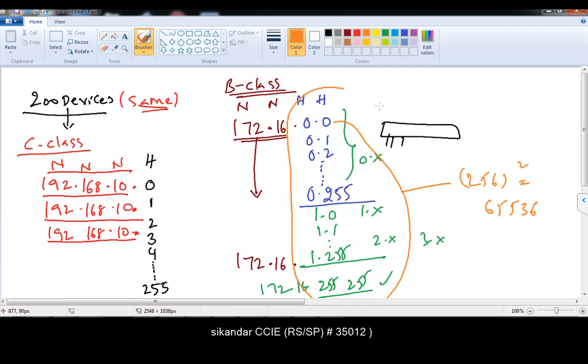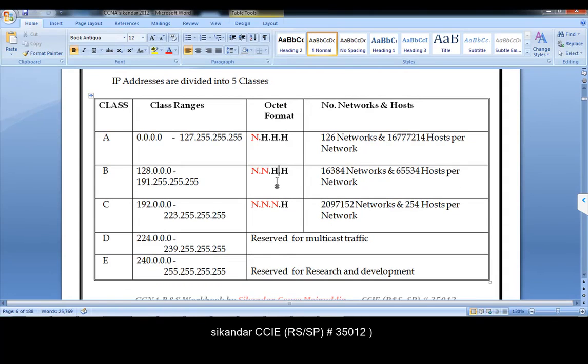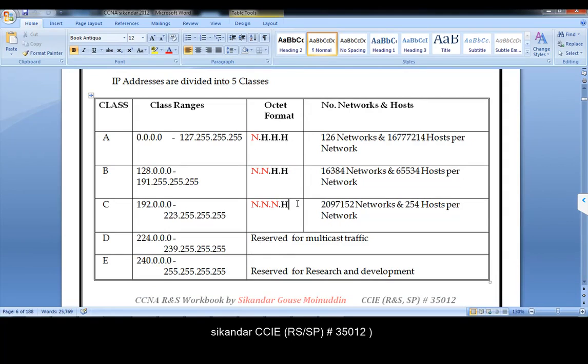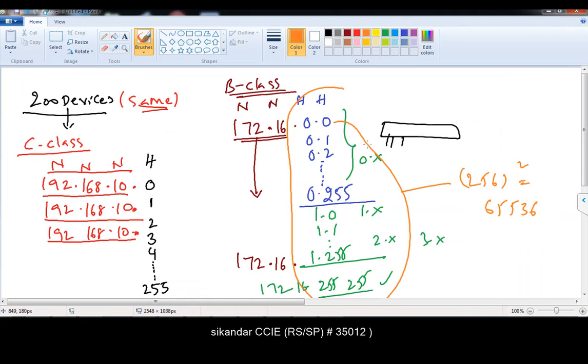This is the main reason again for classification: to meet different size requirements, they made multiple classes and the portions also vary. Here you can see there is only one host portion, and one host portion represents only 8 bits, which means we can only change this one portion. 2 to the power of 8, 256, is the size of the network. In B class, there are 2 host portions, which means a total of 16 host bits, 2 to the power of 16, around 65,536. Similarly, for A class, you get 16 million addresses in one network. It's a very big number actually.